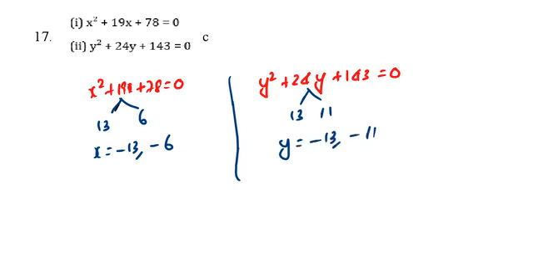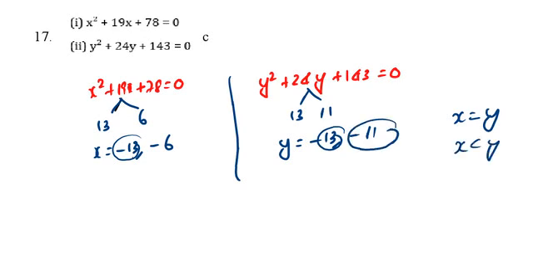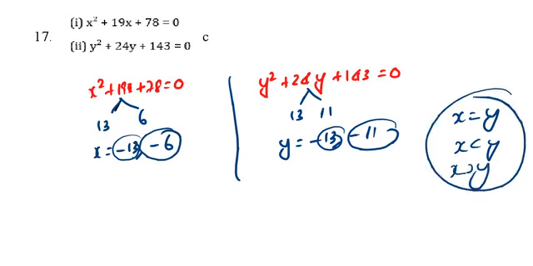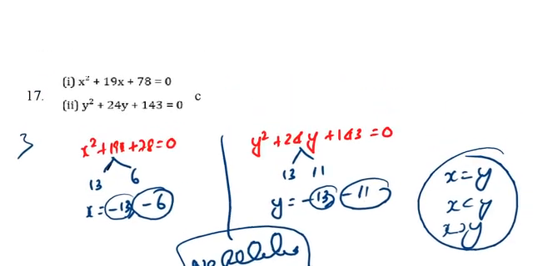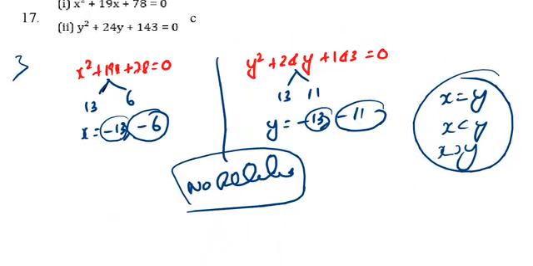So here, see the relation. We are having minus 13, minus 13. So we can say x equal to y. Minus 13 is less than minus 11. So x less than y. Minus 6 is greater than minus 11. X greater than y. So all we are getting, therefore there is no relation. There is no relation is the correct answer. No relation means option 3. See the next question.